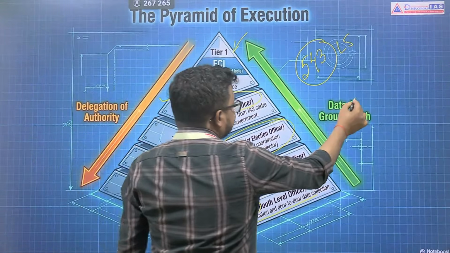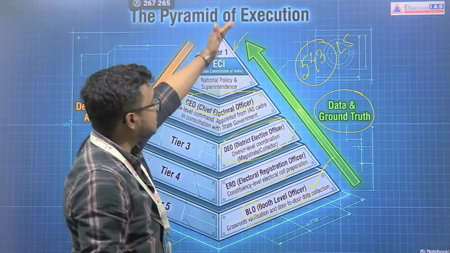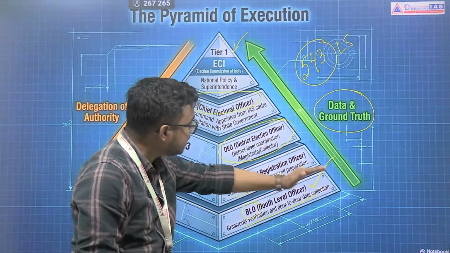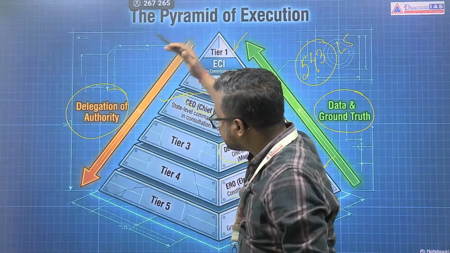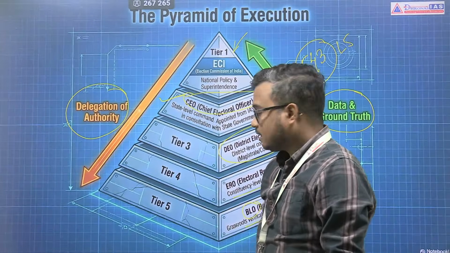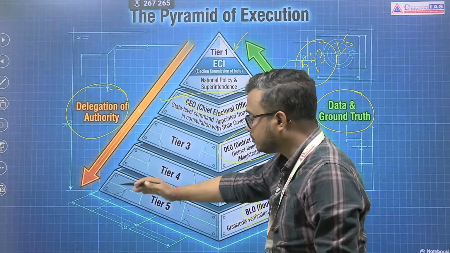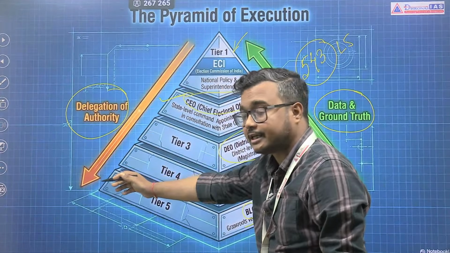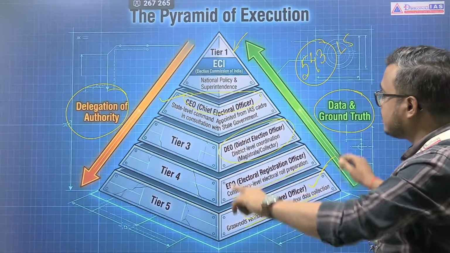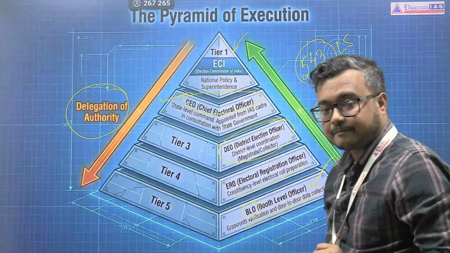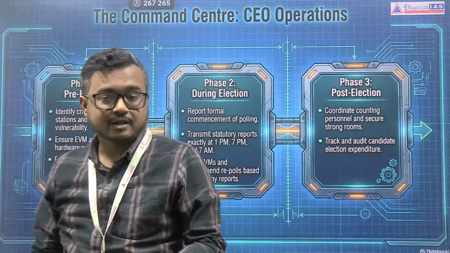And obviously, the data and ground truth will flow from this level to that level, and delegation of authority will come from this level to this. He will delegate the work to this level, they will to this level, they will to this. This is the delegation of authority, and this is how the data will flow. So this is the administrative structure, right? And what we call the pyramid of execution.